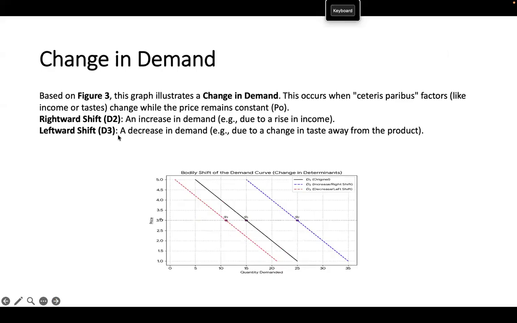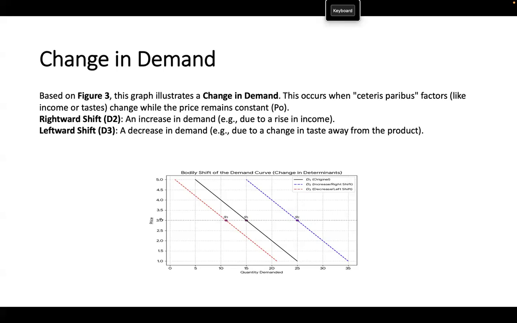Then another aspect is change in demand. When you talk about change in demand, we are talking about shifts in demand. So this occurs when the ceteris paribus factors, all other things being equal factors, change while the price remains constant. Now the price of the product is fixed, but still more or less of the product can be demanded. So when that happens, you are saying that there's a change in demand.